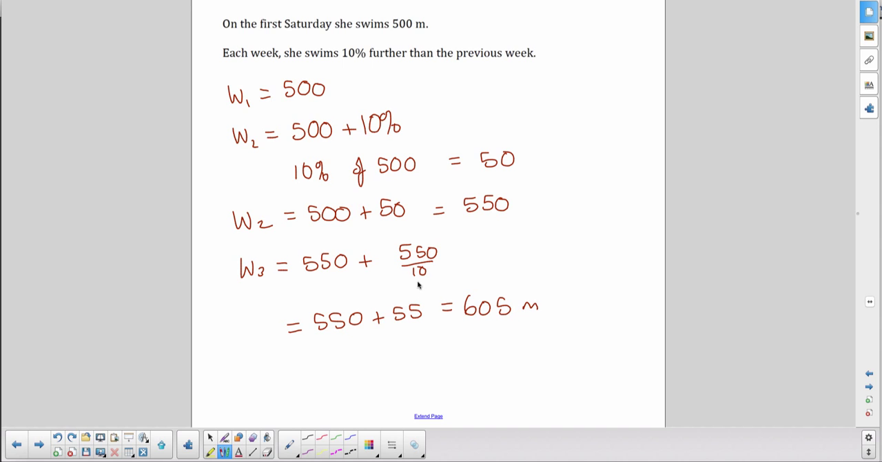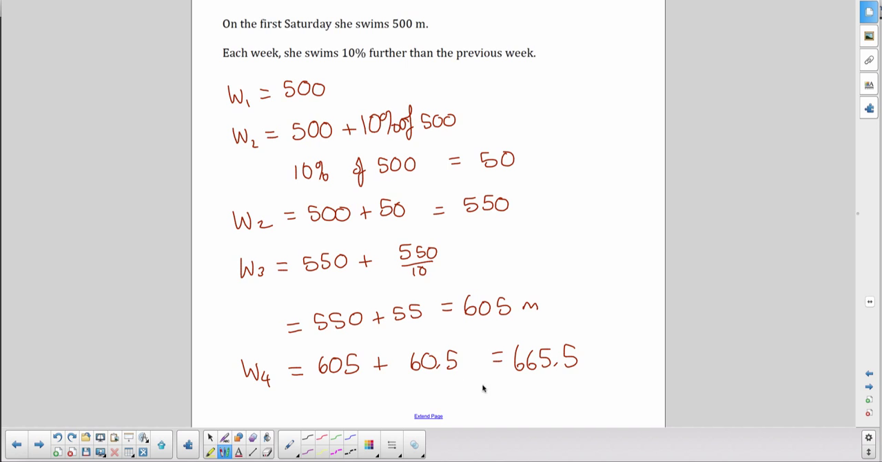And so we can continue adding 10%. Here we added 10% of 500. Here we added 10% of 550. And so in week 4 we're going to have to add, we already swam 605, add 10% of that, and we get 665.5 for week 4.